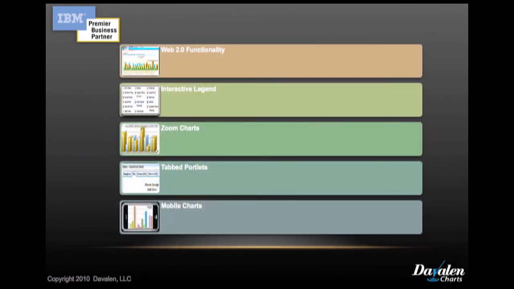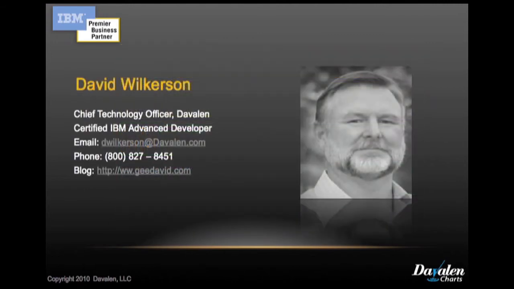In this short demonstration, we will cover the top 5 features of Davalen Charts. This will include Web 2.0 functionality with smooth animation, the interactive legend, Zoom Chart, which provides drill-down capabilities through thousands of data points, tabbed portlets, which show multiple charts in the same portlet, as well as the mobile aspects of the new charting builder. Joining me today is Davalen CTO David Wilkerson, who will be handling the demonstration.